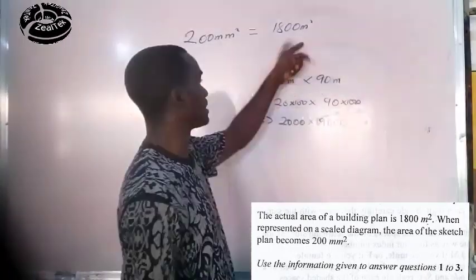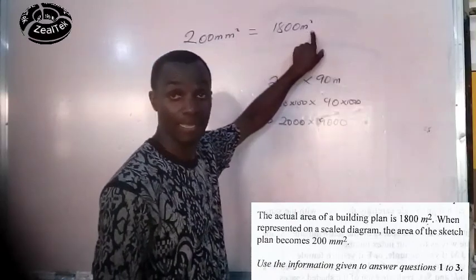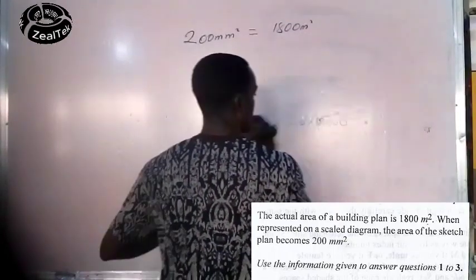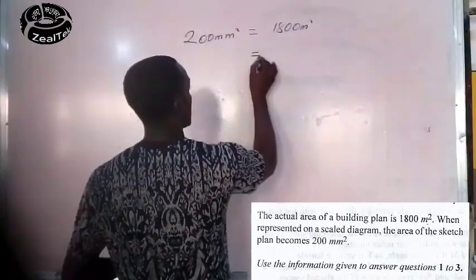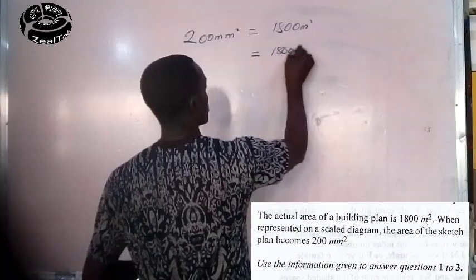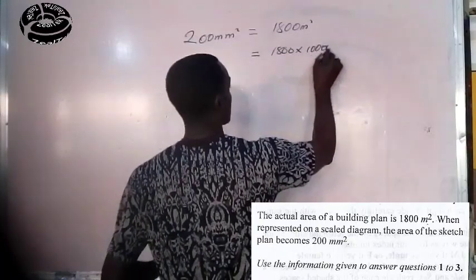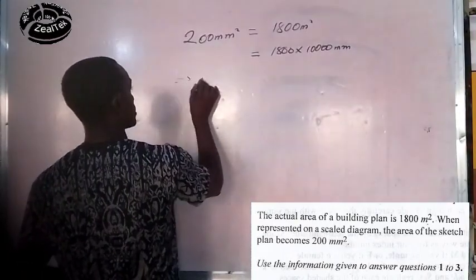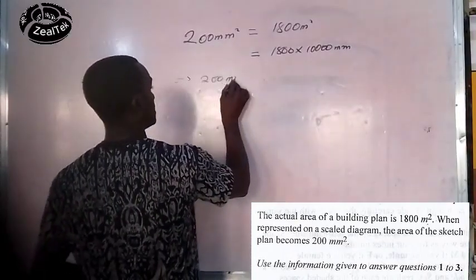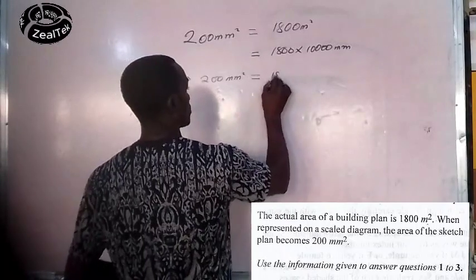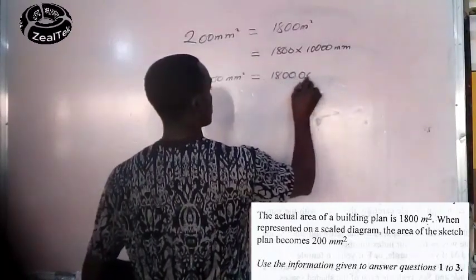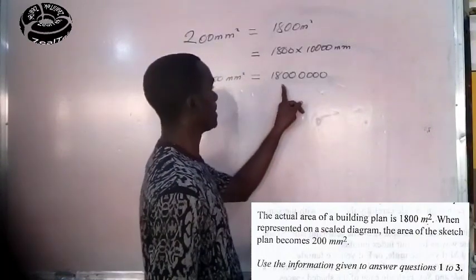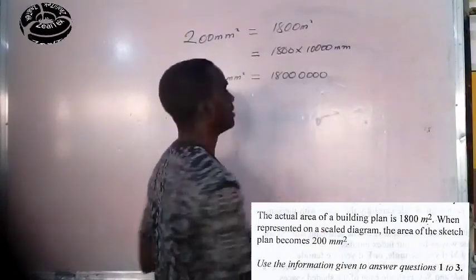And if you are to bring this here, we are simply going to multiply by 10,000, and that will give us the correct conversion. So we have 1800 multiplied by 10,000 millimeters. So we have succeeded in converting it. It will give us 200 millimeters square is equal to 18 million. Alright? 18 million. That's what we have here.